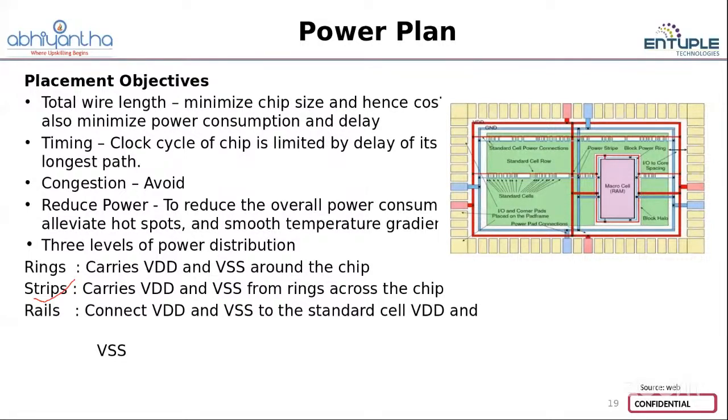The power pad carries your VDD and VSS around your core area. The entire core area will be surrounded by the power supply, VDD and VSS. In between your core area, you need to draw some stripes. You need to allot some vertical stripe lines for connecting the macros or IPs. This also you have to add.